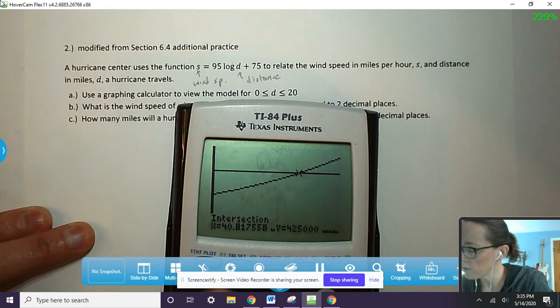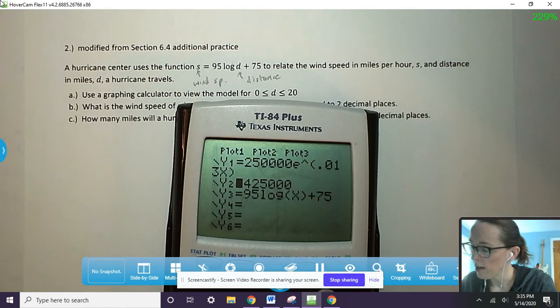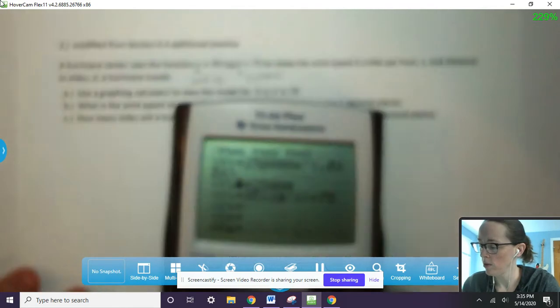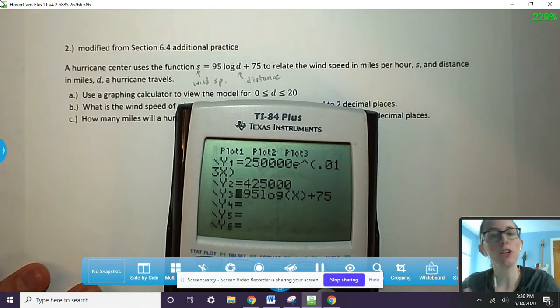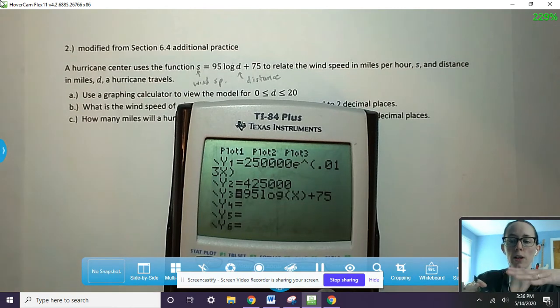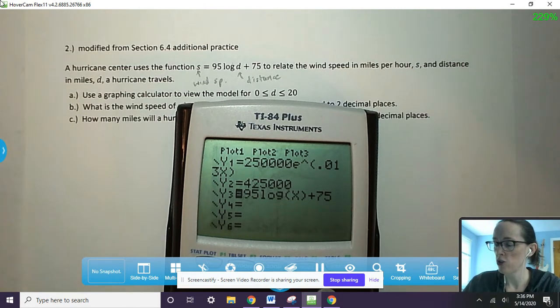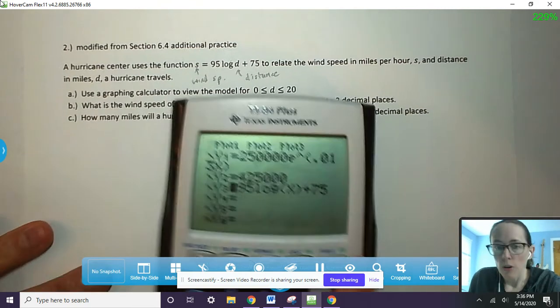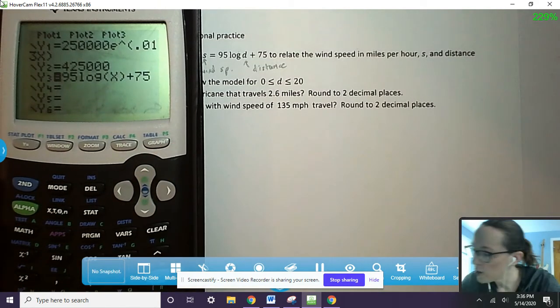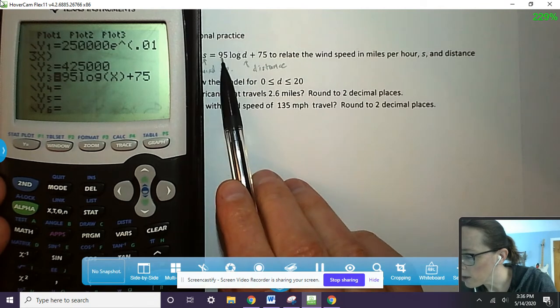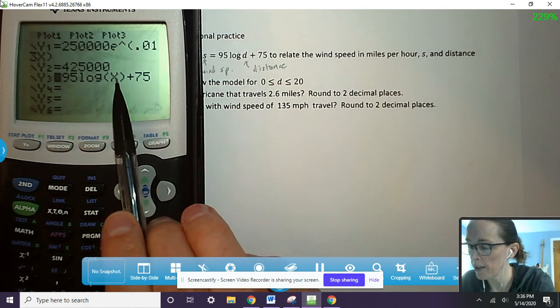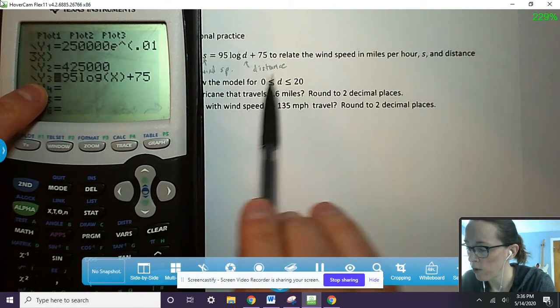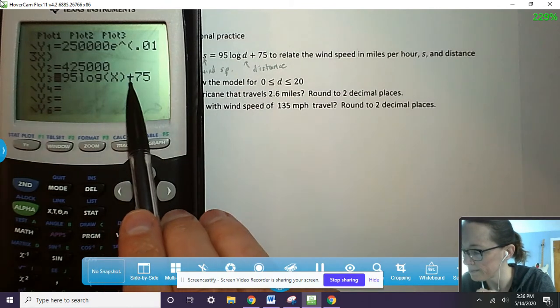So I'm going to turn this off and turn this one off because maybe I want those later. I'm going to leave those there and just deselect them. You can clear them out if you want and just put this as Y1, but I just wanted to show you that you can actually store these in case you want to refer back to them later. So go ahead and put 95 log of X. Again, we don't have a choice in variable here. We have to use Y for the output and X for the input. And close the parentheses, then put 75.